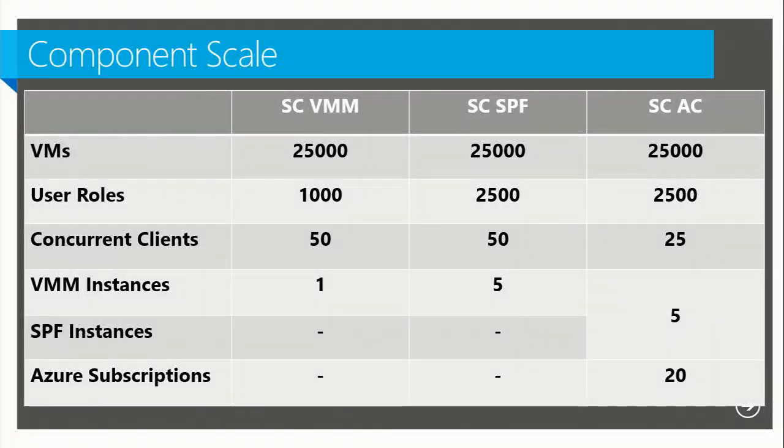And in terms of the scale numbers, what we support for SP1 is, in VMM, 25,000 VMs across SPF and across app controller. On the user role side, in the VMM standalone case, we support up to 1,000 users. In the SPF and app controller case, we support up to 25,000.